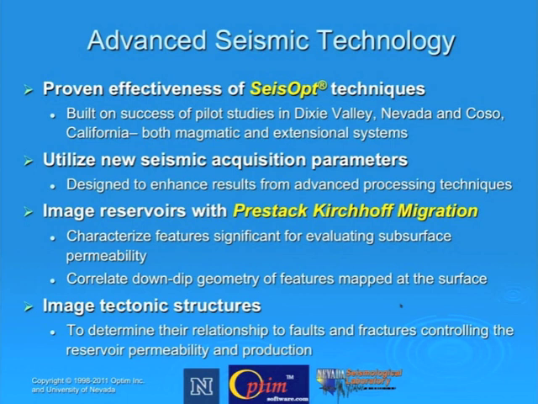So, Optim and I have put together what we call advanced seismic technology and applied it to a number of geothermal developments. We've proven the effectiveness of SeisOpt velocity optimization techniques. We did pilot studies in Dixie Valley and Coso, which is a geothermal area in eastern California. And these are on both magmatic and extensional geothermal systems. You may know that geothermal systems can be divided into those two different kinds of sources of heat.